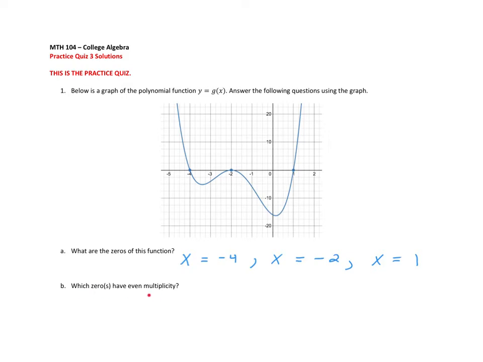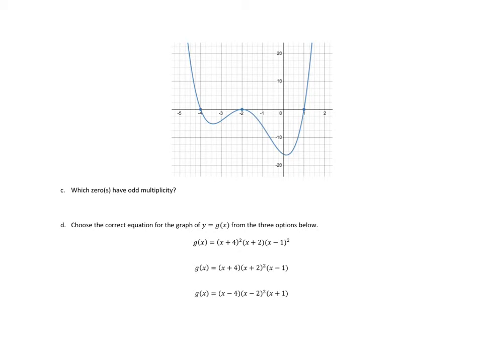So which of the zeros have an even multiplicity? An even multiplicity means stay on the same side. So that's going to be this one. So therefore, x is equal to -2 has an even multiplicity. Which of these 3 zeros therefore has an odd multiplicity? It has to be this one and this one. An odd multiplicity means that your function crosses over the axis. So that is going to be -4 and also +1.